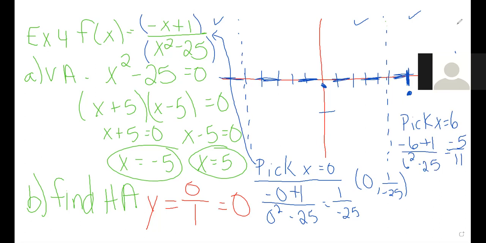And so then remember, what you want to do is remind yourself that these don't really ever touch or cross your asymptotes. And so we've got our asymptote here at 0.